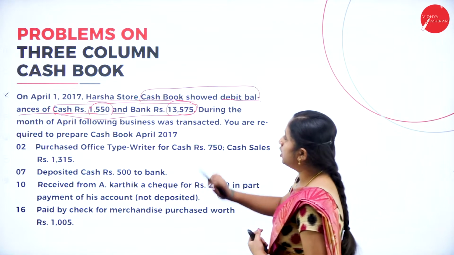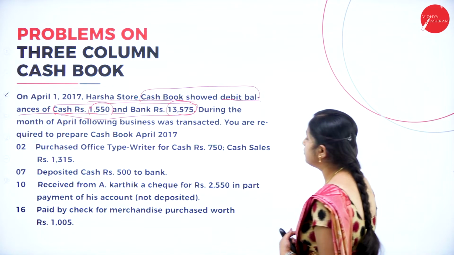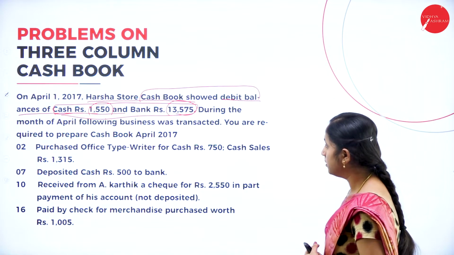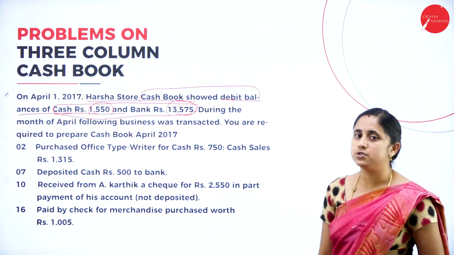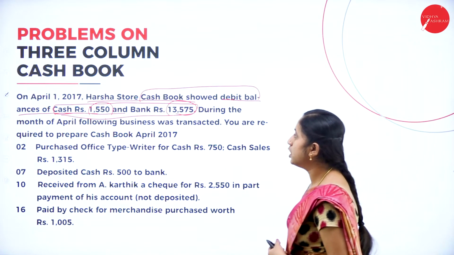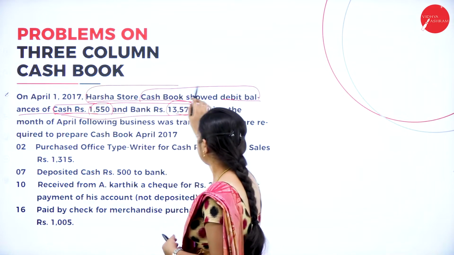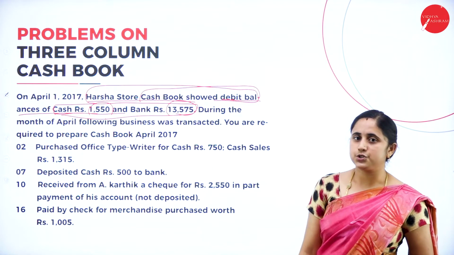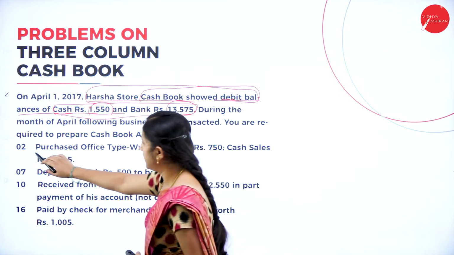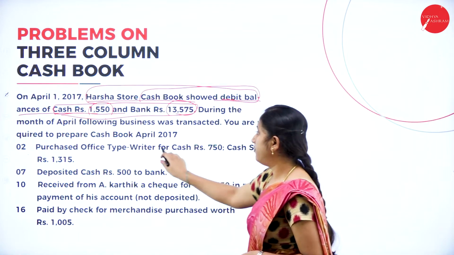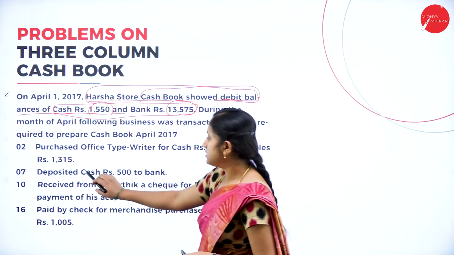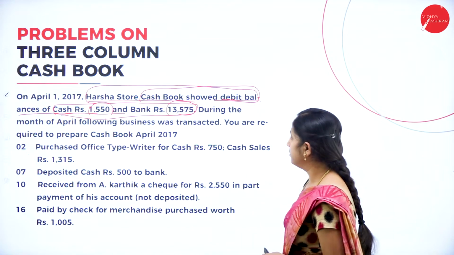During the month of April, the following business was transacted. You are required to prepare the cash book for April 2017. So you are going to prepare the cash book for the month of April 2017 in the books of Harsha Store, a three column cash book. First, on April 2nd, purchased an office typewriter for cash rupees 750. Cash sales rupees 1,315. First, just consider this.